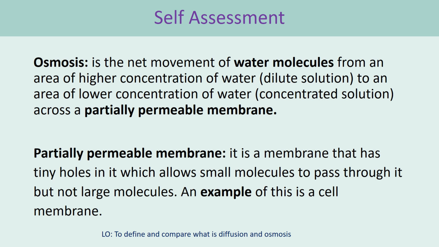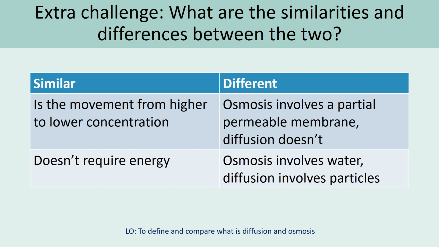If you said that it only allows small molecules to move through, that's absolutely fine. An example of it, a very important one, is the cell membranes. So that layer that surrounds all cells, be it plant and animal eukaryotic cells, or bacterial cells, which are prokaryotic. Now you might have had a go at the similarities and differences between them.